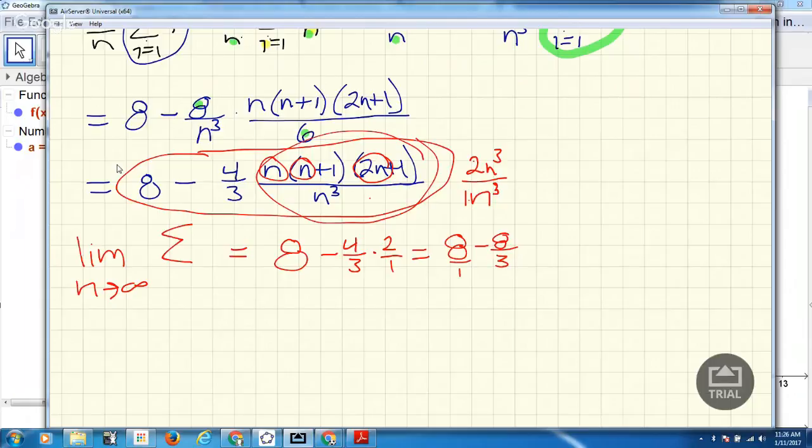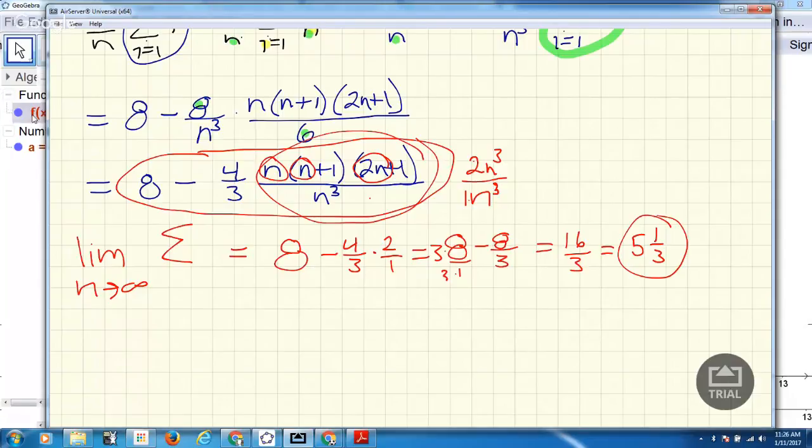Common denominator would be 3. So that means I have 24 minus 8, which is what, 16/3? And 3 goes into 16 how many times? 5 1/3 times. So we think that the actual area, after letting those rectangles get thinner and thinner, is 5 1/3.